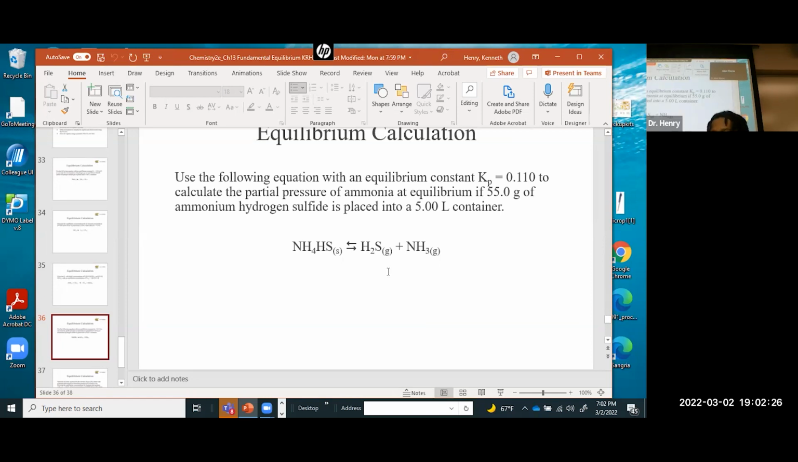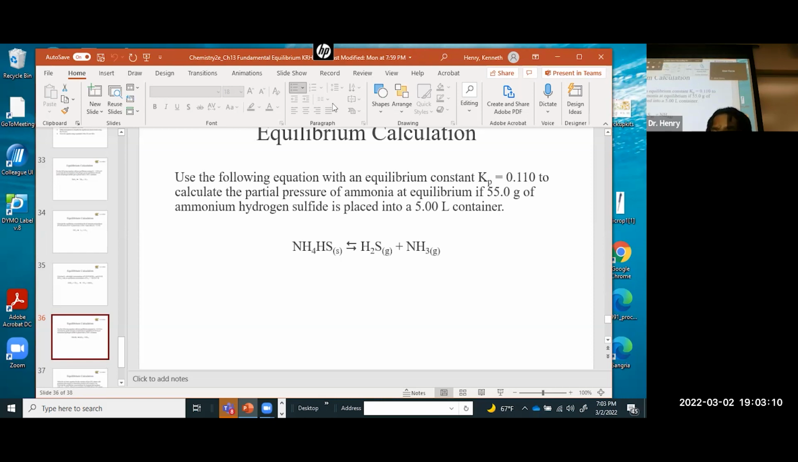Yes, you should do the ICE table because you do have an initial concentration. But the key is that we have an initial concentration, right? But what is the rule about the initial? I'm going to let you guys figure it out.